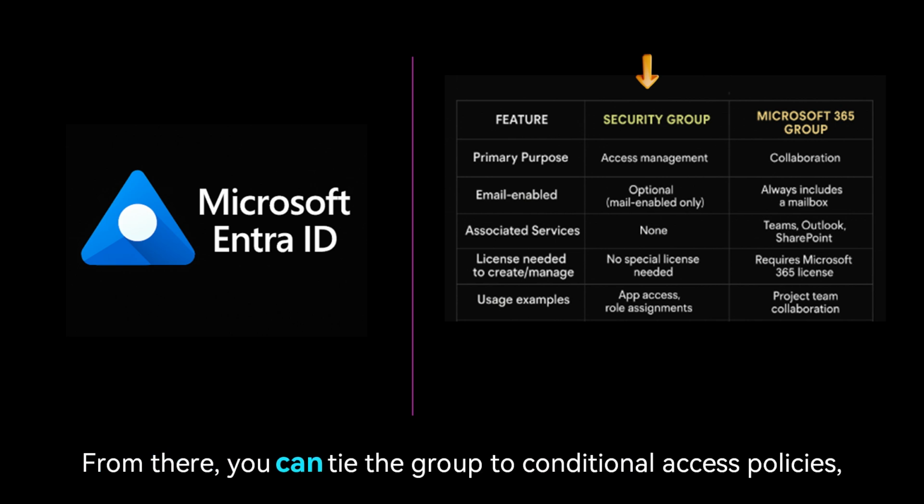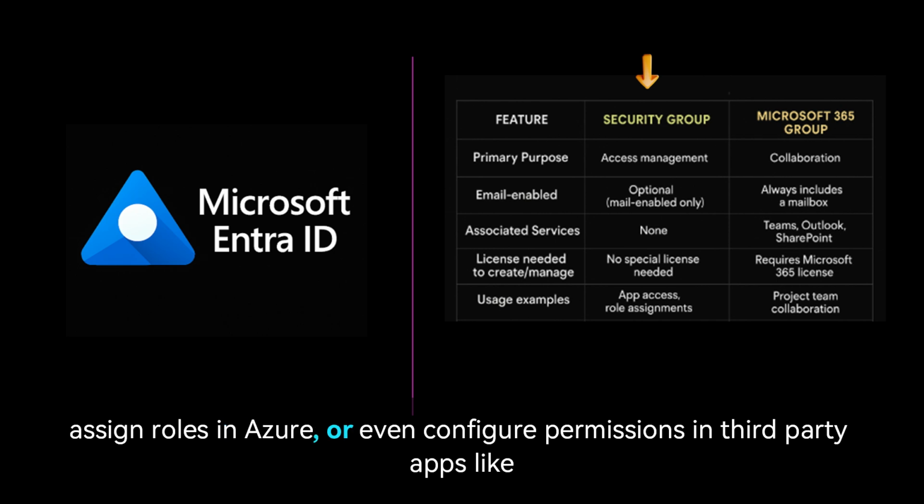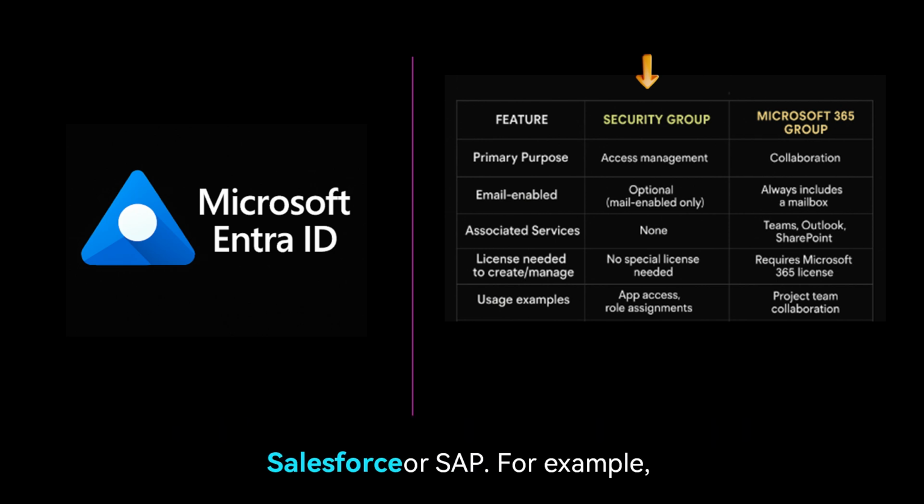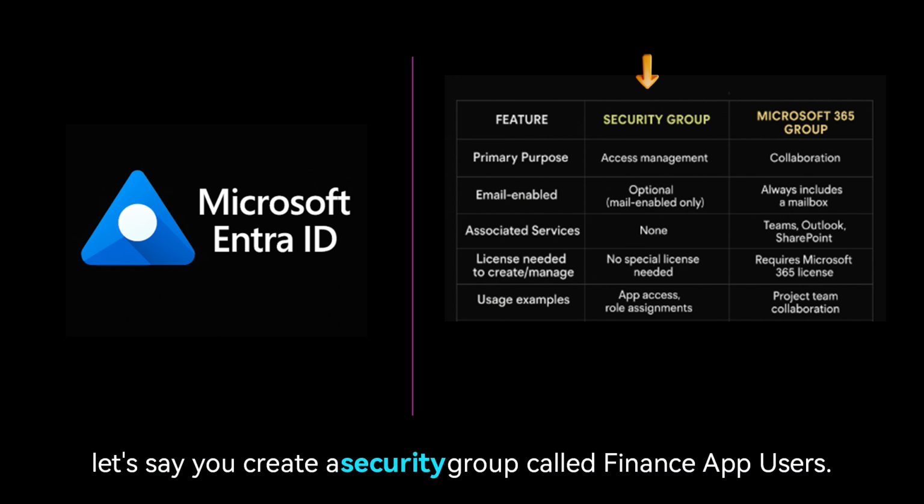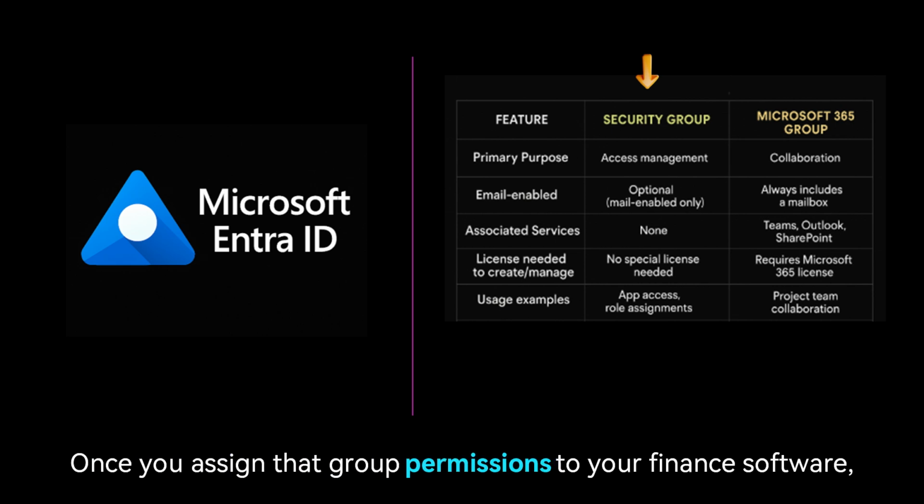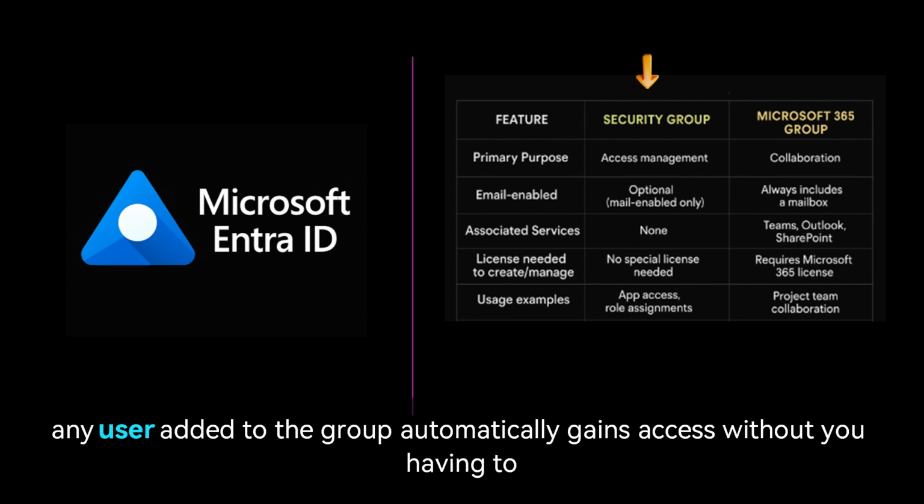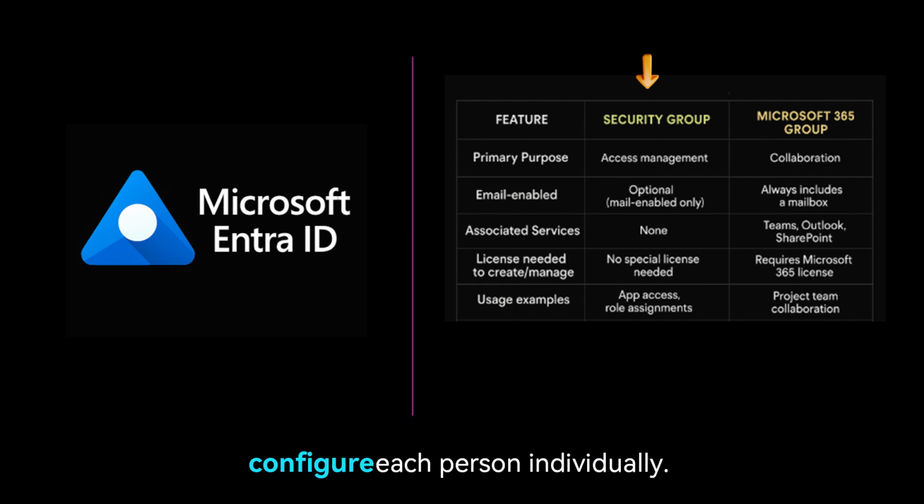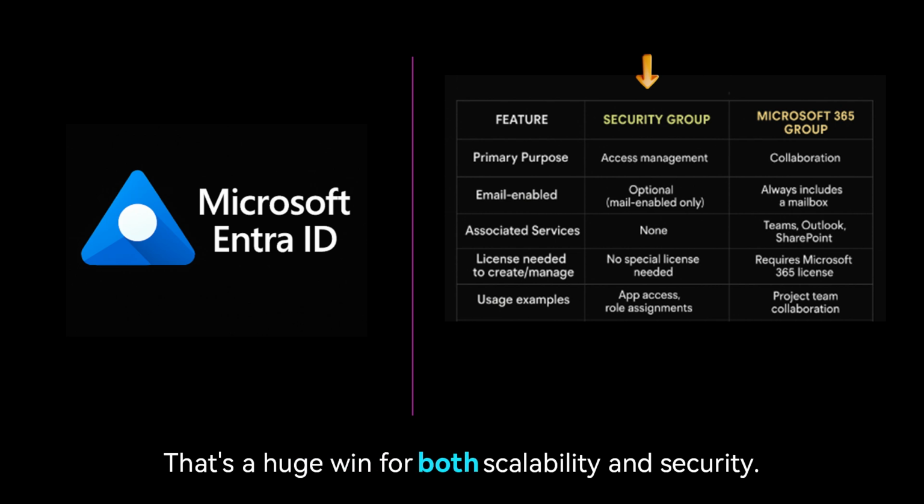From there, you can tie the group to conditional access policies, assign roles in Azure, or even configure permissions in third-party apps like Salesforce or SAP. For example, let's say you create a security group called Finance App Users. Once you assign that group permissions to your finance software, any user added to the group automatically gains access, without you having to configure each person individually. That's a huge win for both scalability and security.